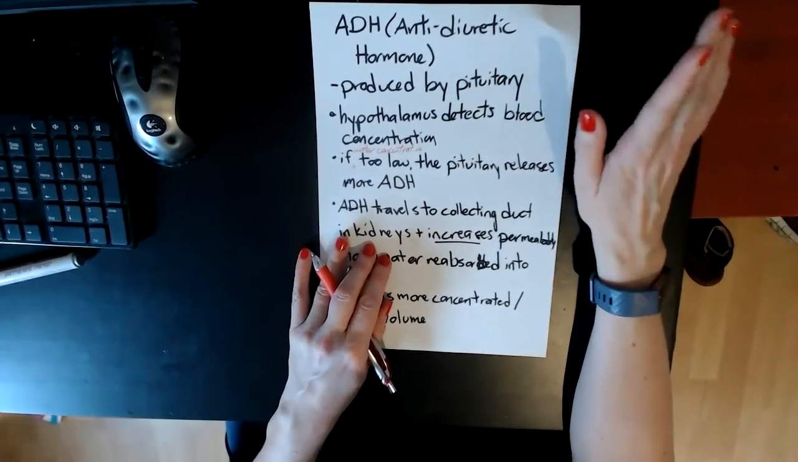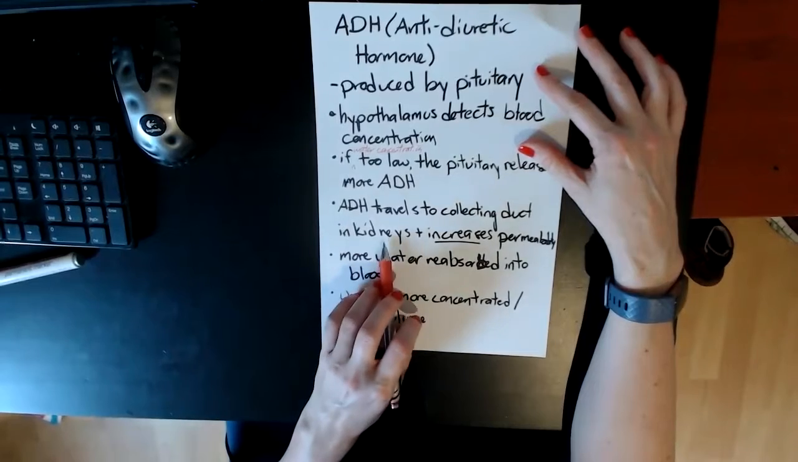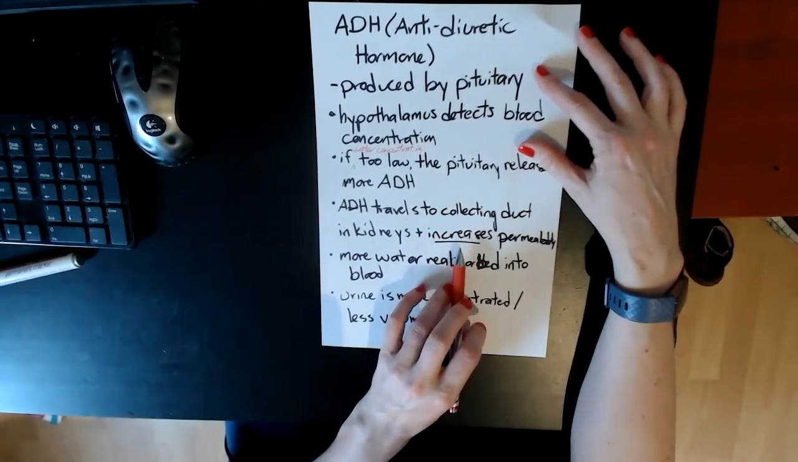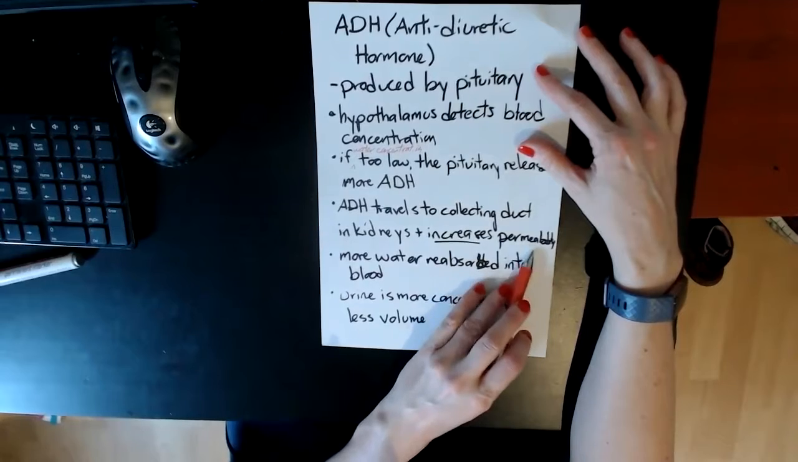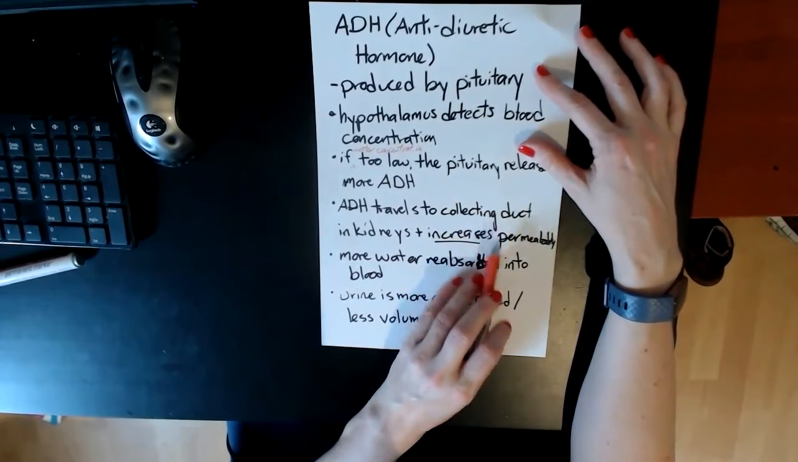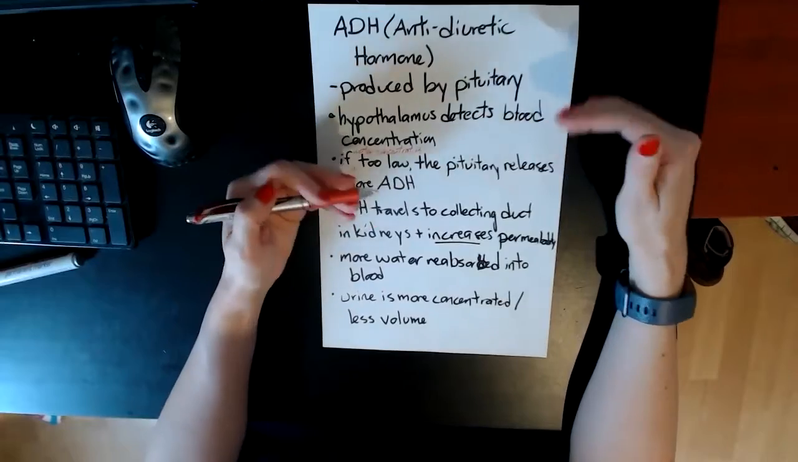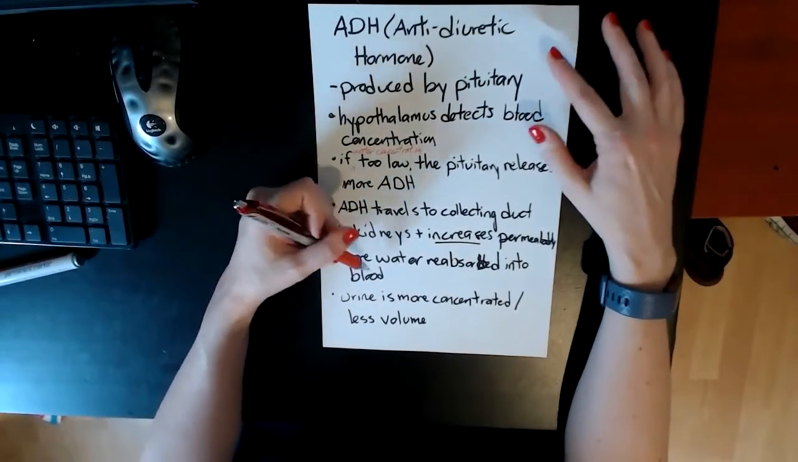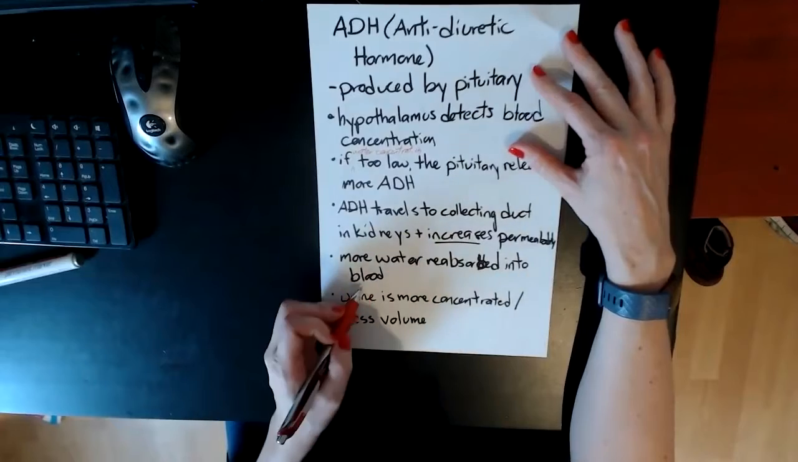I'll do a video on the kidneys next week, and we'll talk about where this comes in. I'll refer back to this, but it travels to the collecting duct in the kidneys, and it increases the permeability. That says permeability of the kidneys. All right, of the collecting duct specifically. And so what that does is, because it's more permeable, the water is able to pass through it more. And so you get more water that's reabsorbed into the blood.